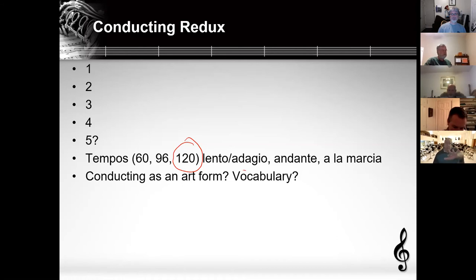Then of course this means quiet, or this means shut up, or that's the wrong place, and stuff like that. So your vocabulary then becomes your non-dominant hand for the most part, and then you use the rest of your body to convey whatever it is that you want out of the music.